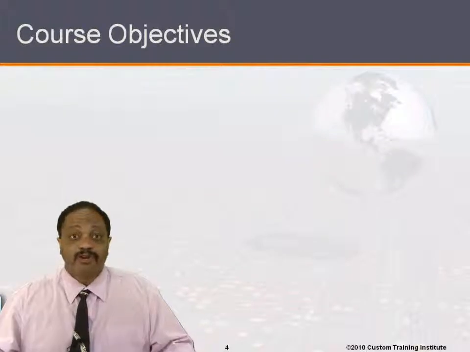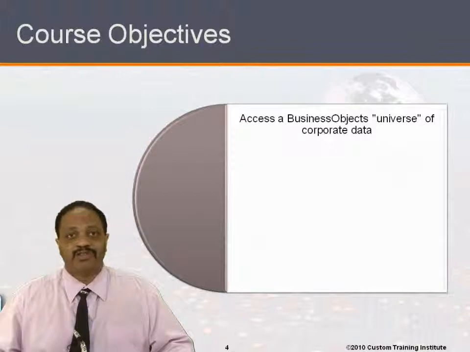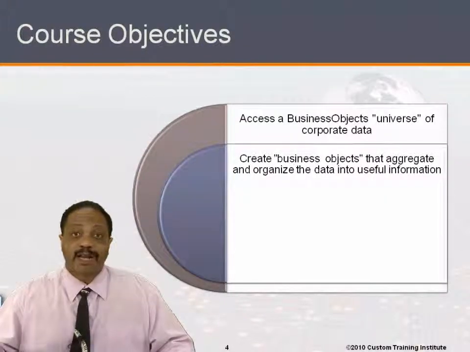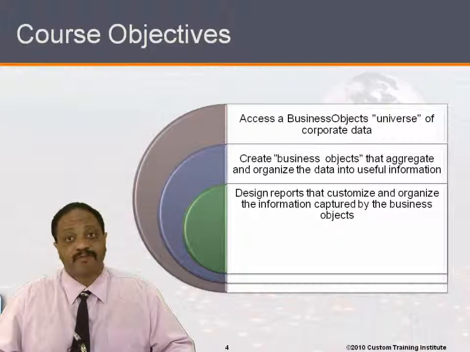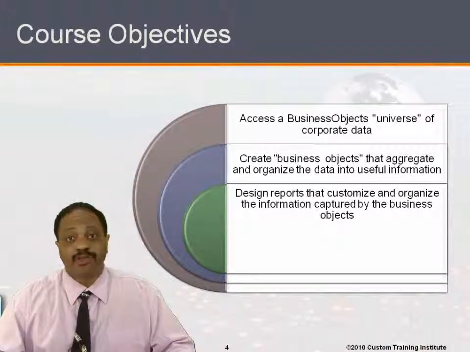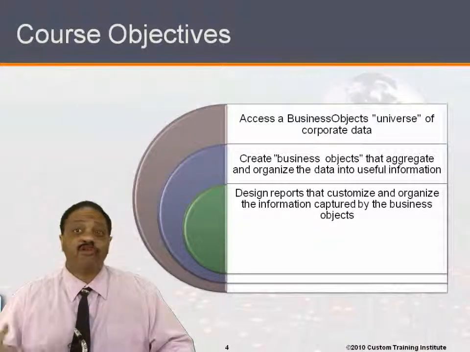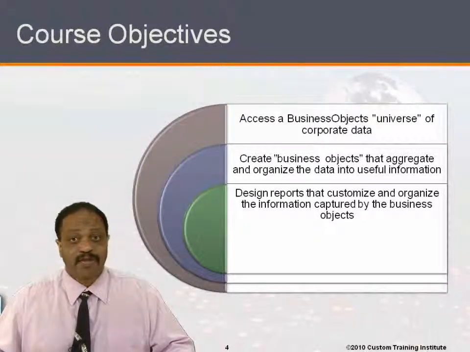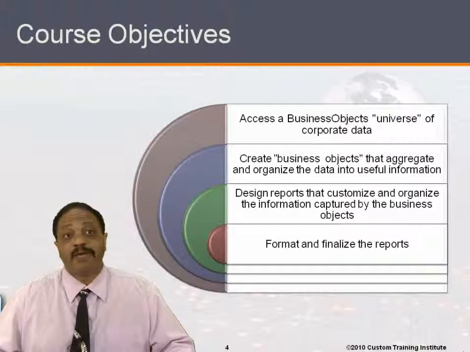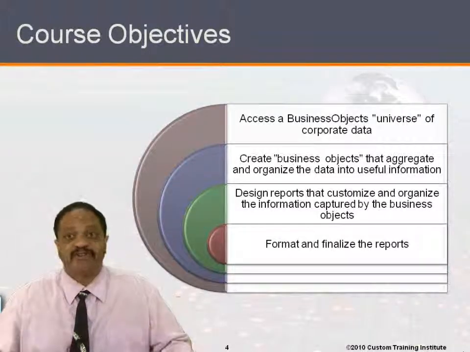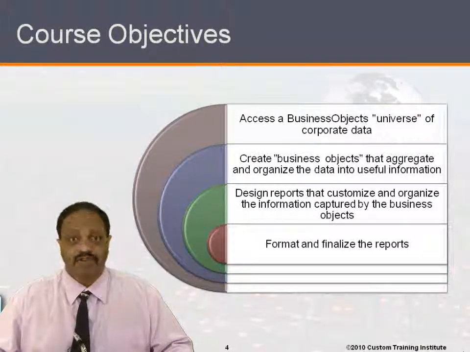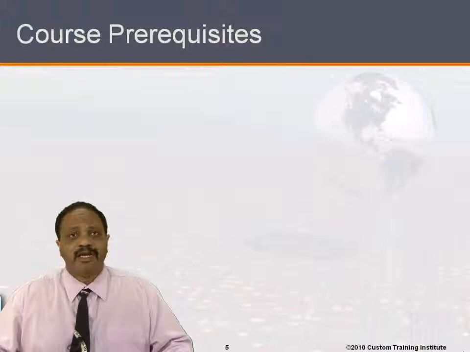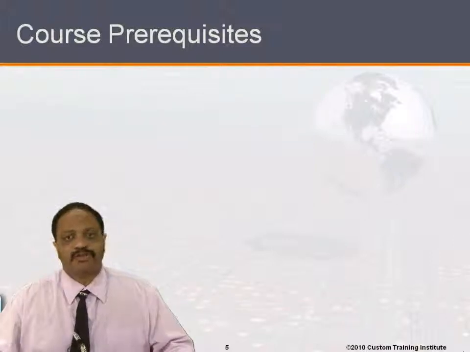Now, what are you going to know about once you get done with this course? What are the objectives? You're going to know how to get to that corporate data. You're going to know how to aggregate and organize that data so that you wind up with useful information. You're going to know how to design those reports. You're going to be able to customize them. You're going to be able to organize that information that's captured by the business objects. And you're going to be able to format that information and finalize those reports. So not only are you going to have the correct information, it's going to look good as well.